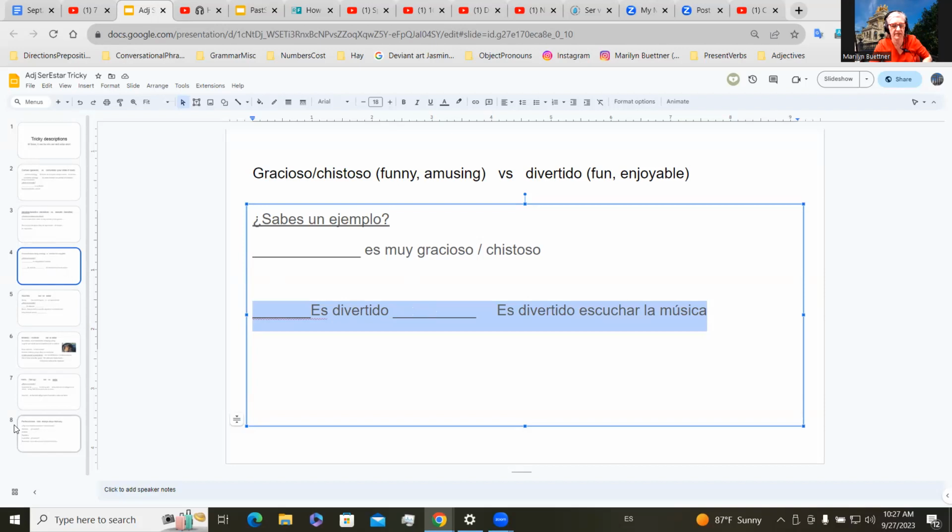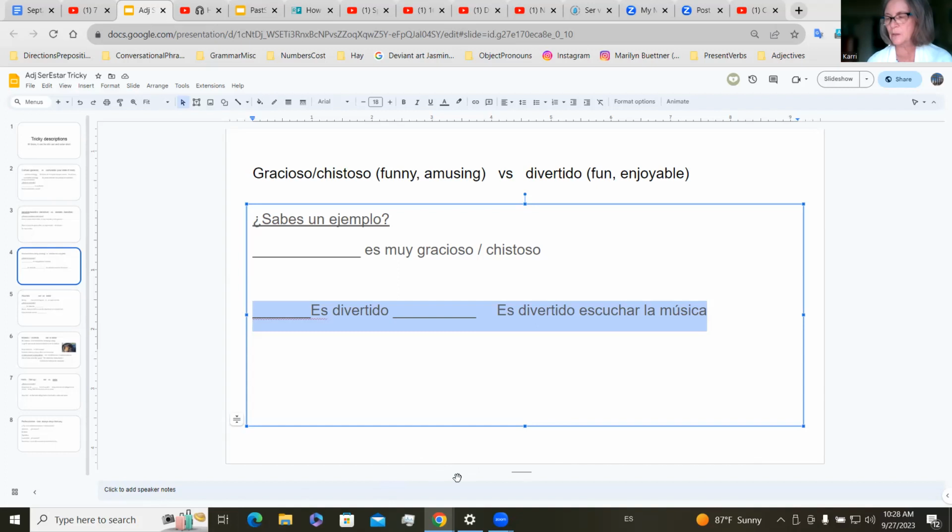Carrie, y entonces Terry. Carrie first. Es divertido cuando estoy jugando partidos de cartas con mi familia. Eso, sí. Fun to play cards, card games with my family. Sí, Carrie. Es divertido viajar a lugares nuevos.